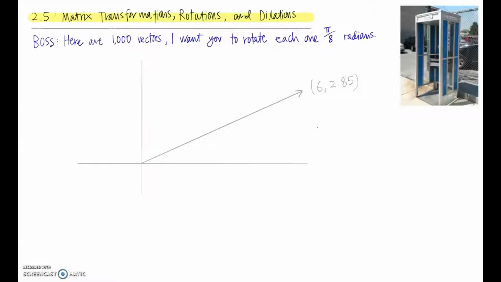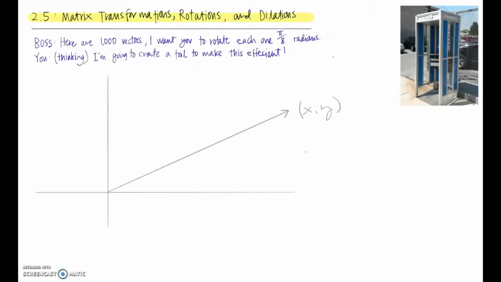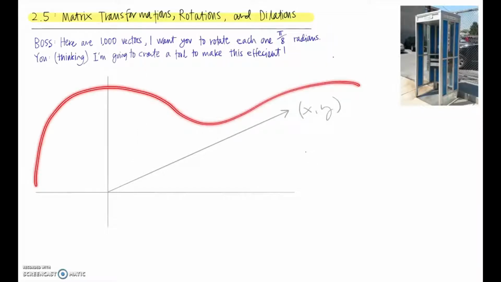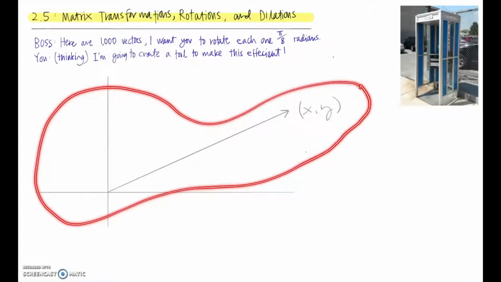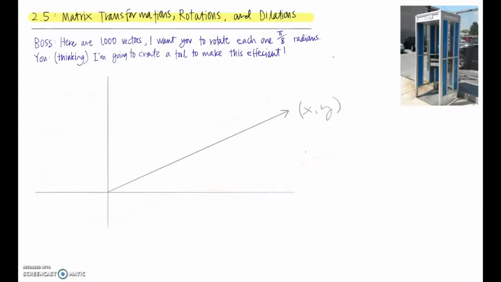I wonder if there's a tool that I can create that would just take any vector and rotate it pi/8 radians. So if I just had a generic vector and I wanted to rotate it, it'd be nice if I had a tool that would do that for any vector. Then I wouldn't have to go through the trigonometry each time. Okay, so that's the plan. We are going to make a tool that will rotate any vector we want pi/8 radians.